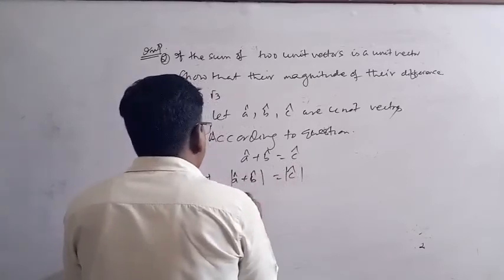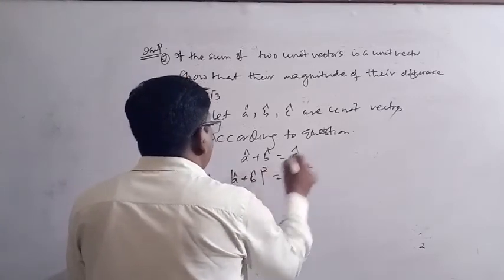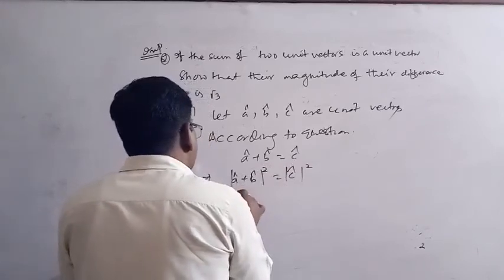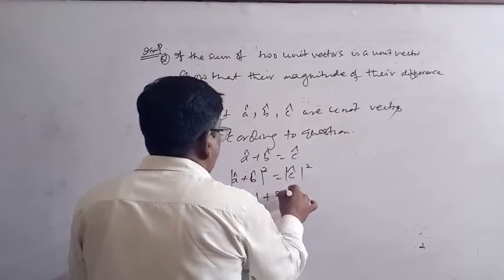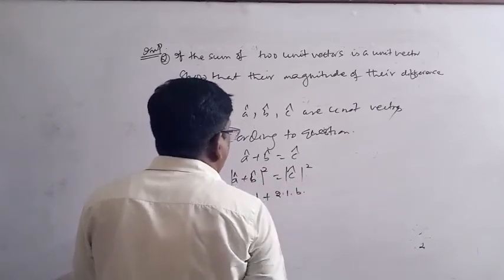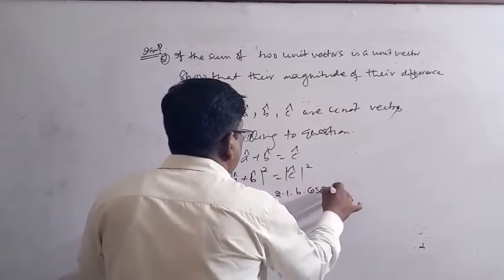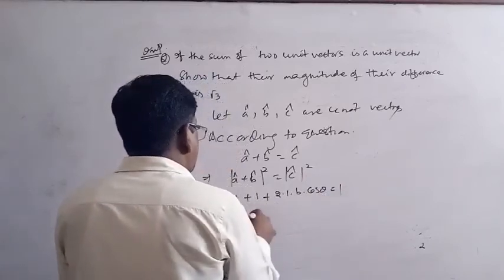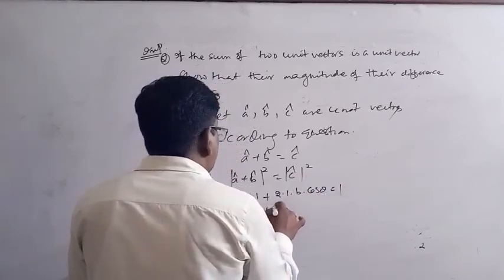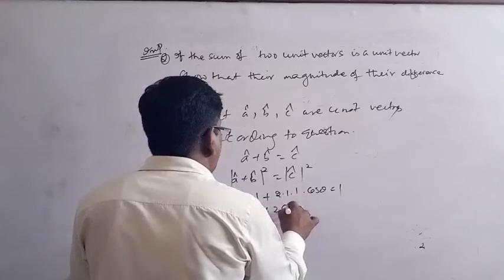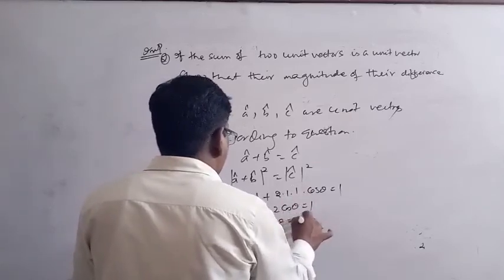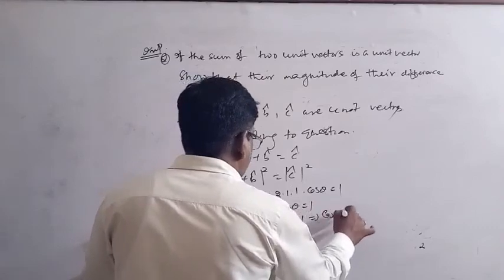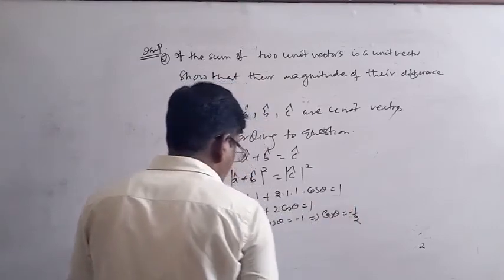Squaring both sides, magnitude of a cap squared is 1, plus 2 into a cap magnitude 1, b cap magnitude 1, into cos theta, is equal to 1. So 2 plus 2 cos theta is equal to 1, 2 cos theta is equal to minus 1, so cos theta is equal to minus 1 by 2.